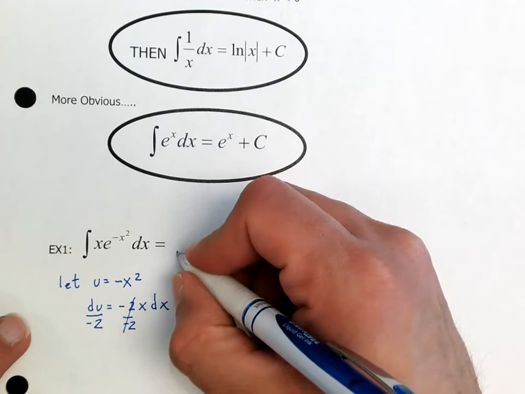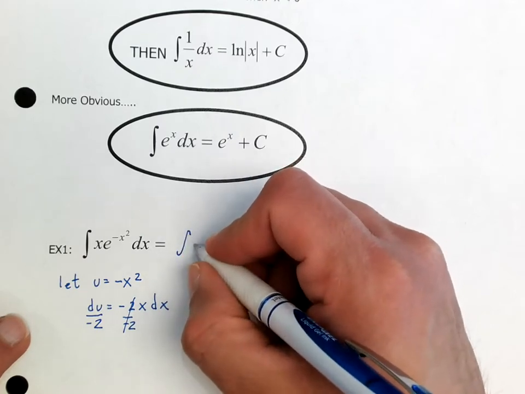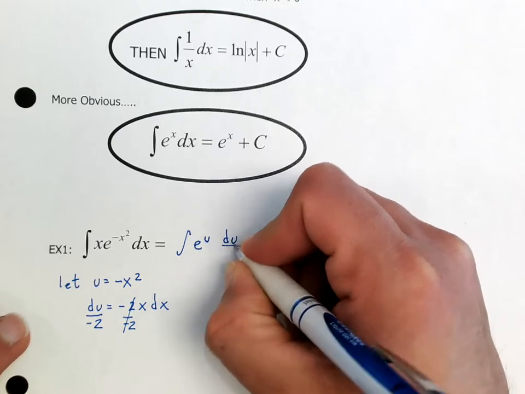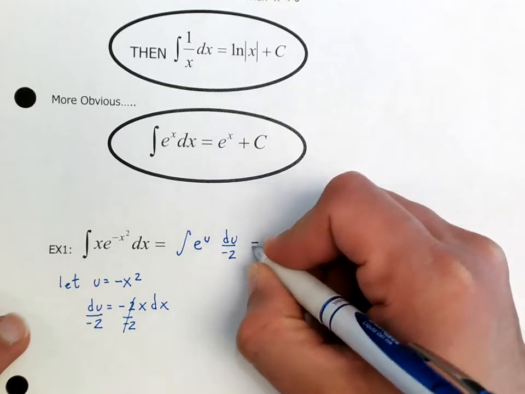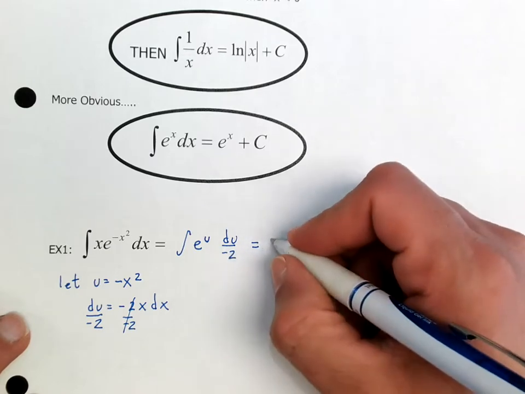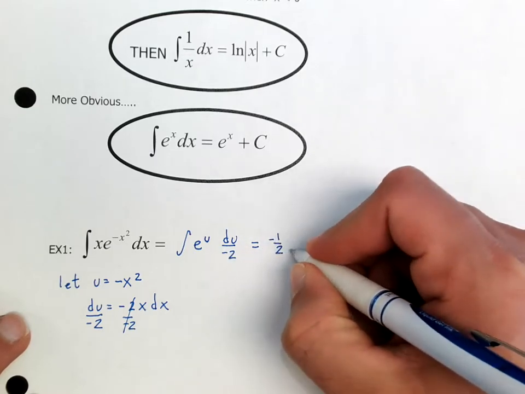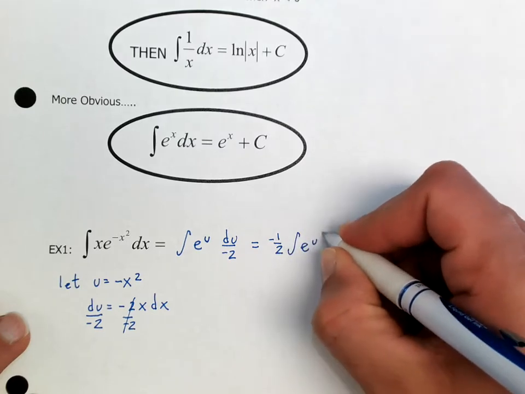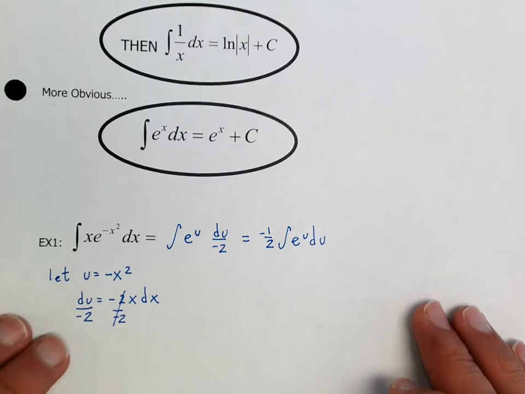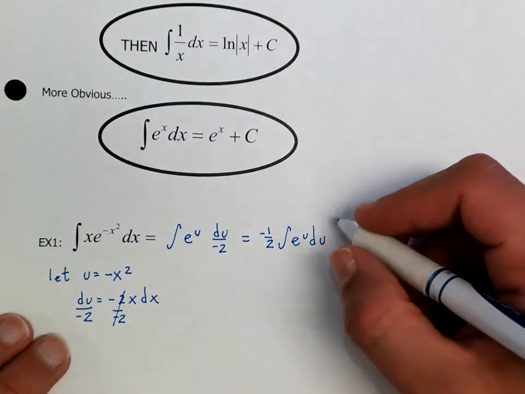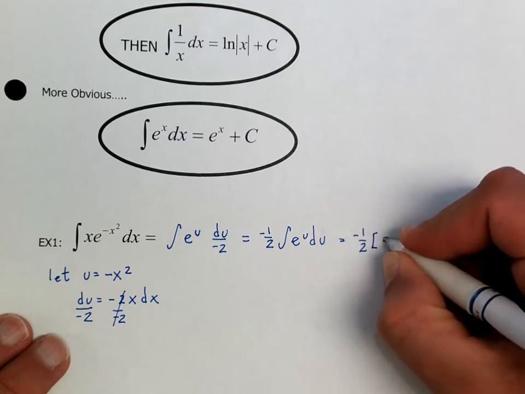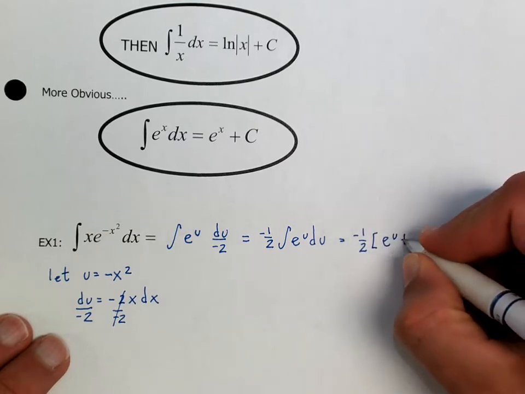And that is going to give me the same thing as e to the u du over negative 2, and we can simplify that by pulling this constant all the way out of the integral, negative 1/2 e to the u du. Right, so the antiderivative of e to the u du is just e to the u plus c, so now we have negative 1/2 e to the u plus c.